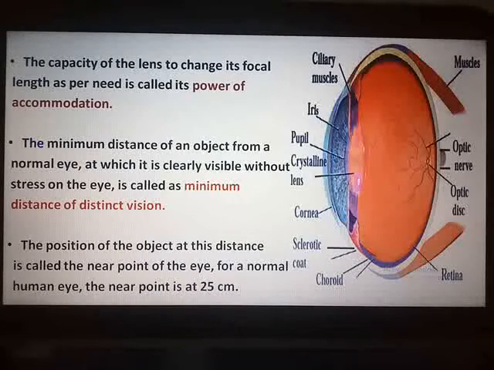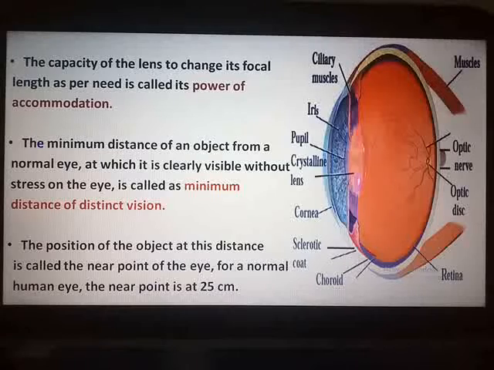The farthest distance of an object from a human eye at which it is clearly visible without stress is called the farthest distance, and the position of the object at this distance is called the far point. For a normal human eye the far point is at infinity. So this you have to remember.